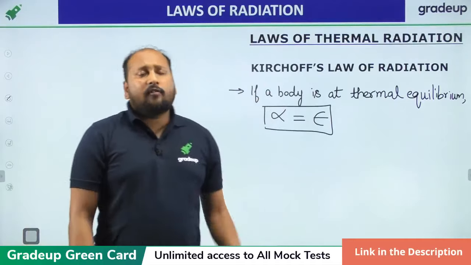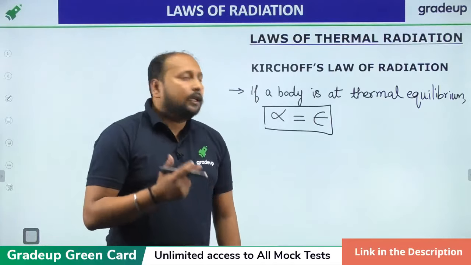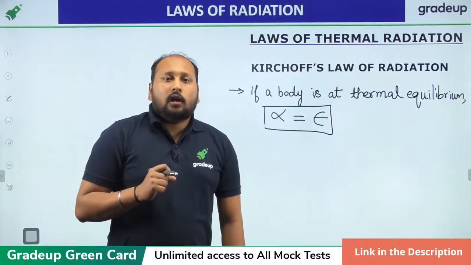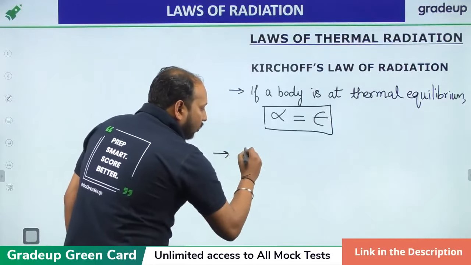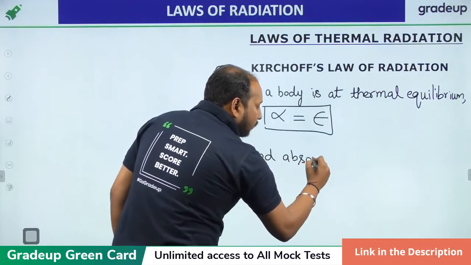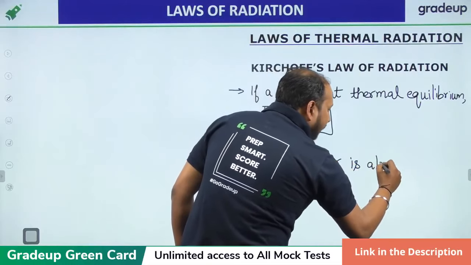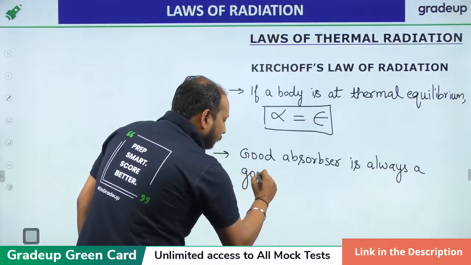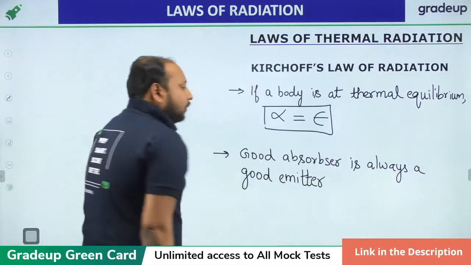Kirchhoff law of radiation states that if a body is in thermal equilibrium with the surrounding, then the absorptivity of that body will be equal to the emissivity of that body. So from this equation, I can directly say a good absorber is always a good emitter.